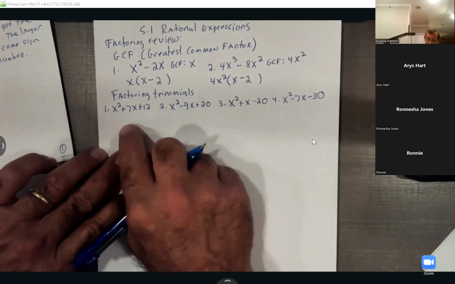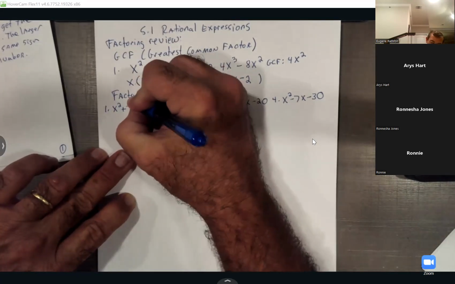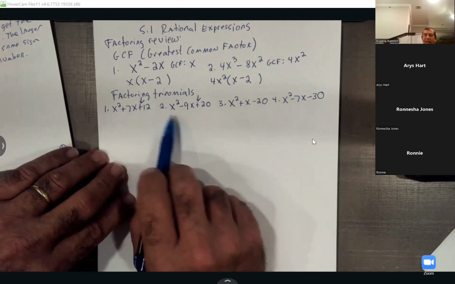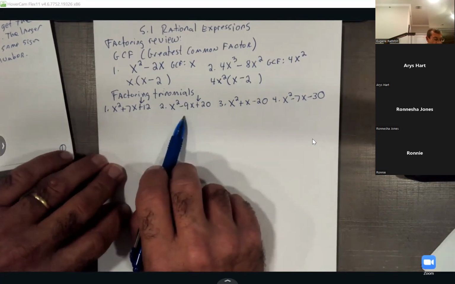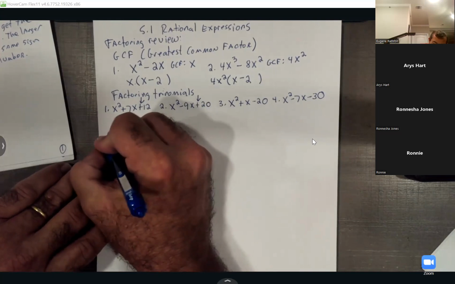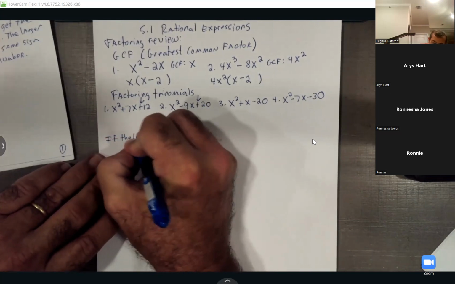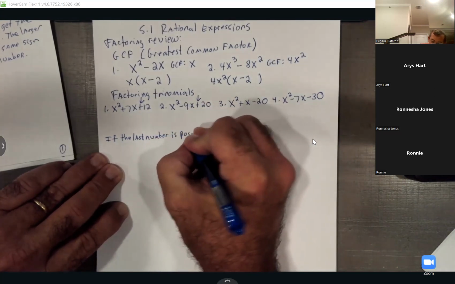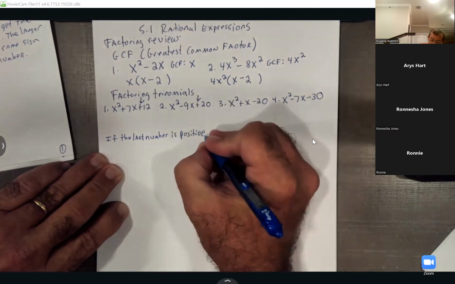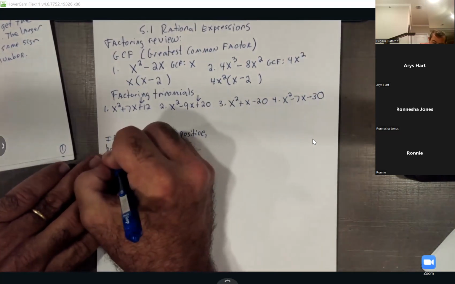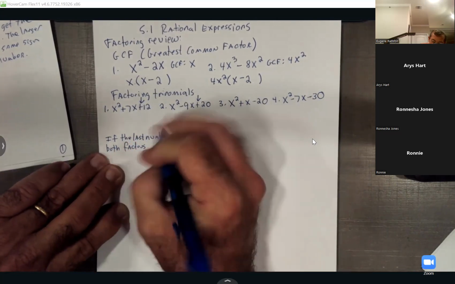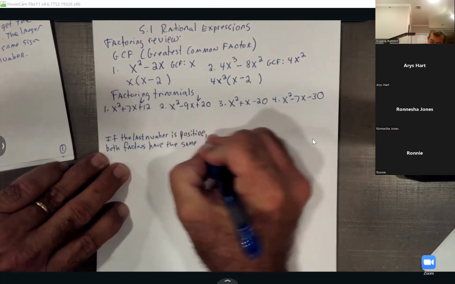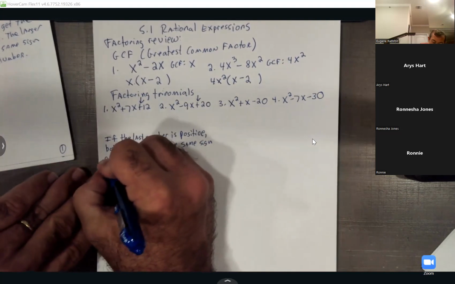So, you see these first two problems? The last number on both of these is positive. So that's the first thing I look at. What's the sign of that last number? So since this is positive, here's the rule I'm going to follow. If the last number is positive, both factors have the same sign as the middle number.